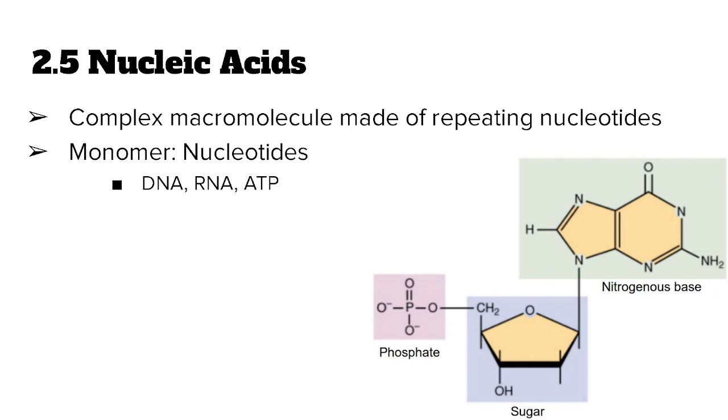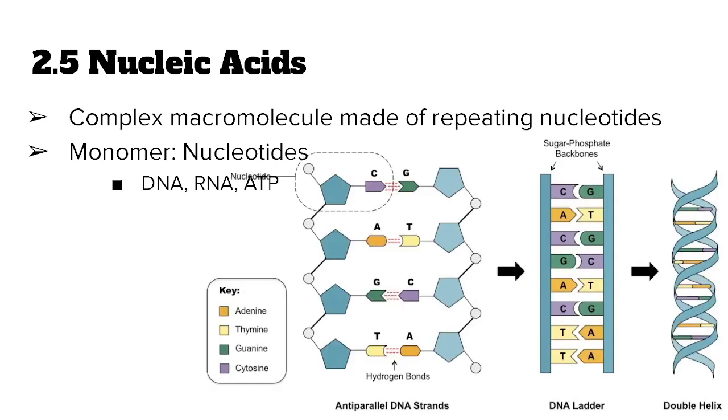We've got a nitrogenous base, a sugar, and a phosphate together. We may also see it like this. We'll revisit this later when we dive deeper into DNA. We also will run into nucleic acids when we talk about RNA later this year. And ATP, the adenosine triphosphate that we've been talking about, that is a nucleic acid as well.